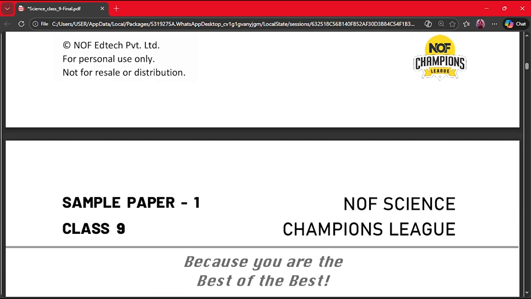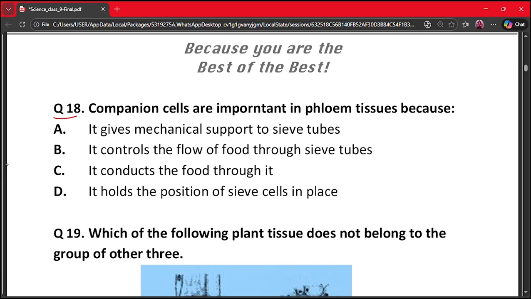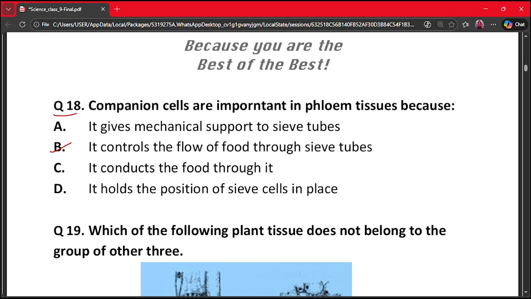Yes. Let's move on to the next question, that is question number 18. Companion cells are important in phloem tissue because A. It gives mechanical support to sieve tubes. B. It controls the flow of food through sieve tubes. C. It conducts the food through it. And D. It holds the position of sieve cells in place. The correct answer is option B, because companion cells regulate the movement of food in sieve tubes. They control the flow through phloem. Hence option B is the correct option.